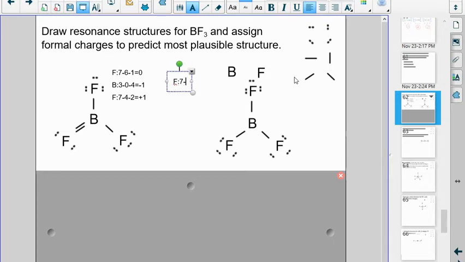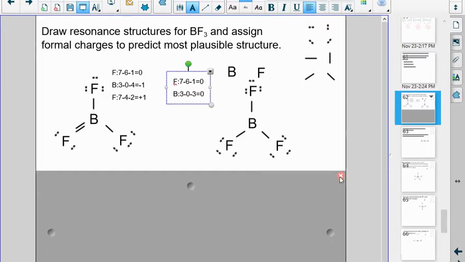All the fluorines now are the same bonded, right? There's 7 valence electrons minus the 6 lone electrons minus the 1 bonded pair. They're all going to be 0. Boron in the middle, 3 valence electrons minus no lone electrons minus 3 bonds, 0. So by not forming a double bond, by not forming an octet for the central atom, I ended up with 0s for all my formal charges.